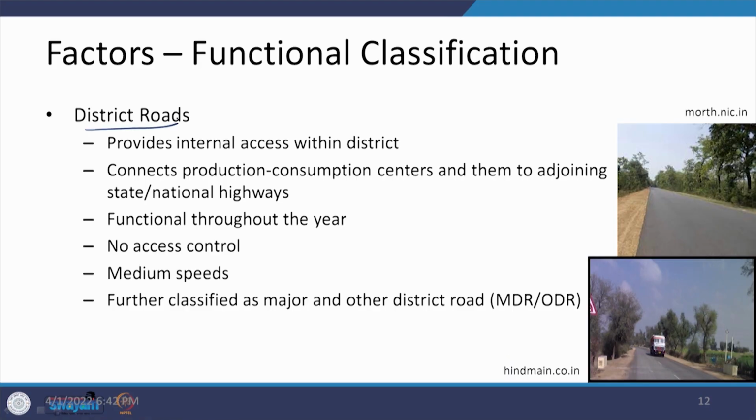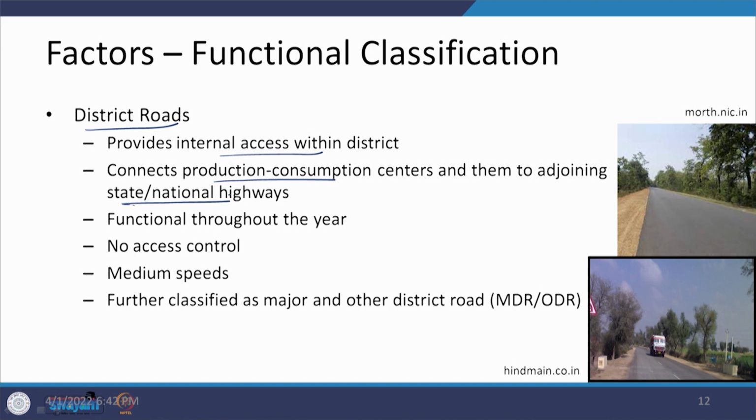Another categorization is the district roads, and these district roads are basically the internal roads of an area. Therefore, the internal access within the district is being provided by them. They are related to connect all production and consumption centers, all such marketplaces which are there, they should be connected with the locations where this produce can be utilized, and if that is not there in the nearby vicinity, then we have to connect them through the national highways or state highways to the different parts of the country where these commodities can be easily consumed in that area.